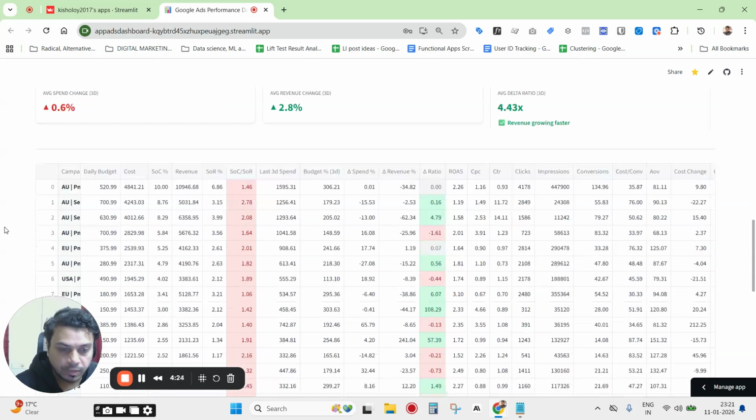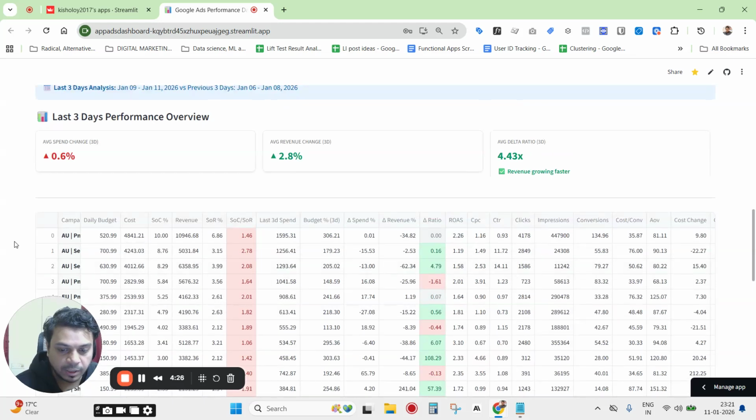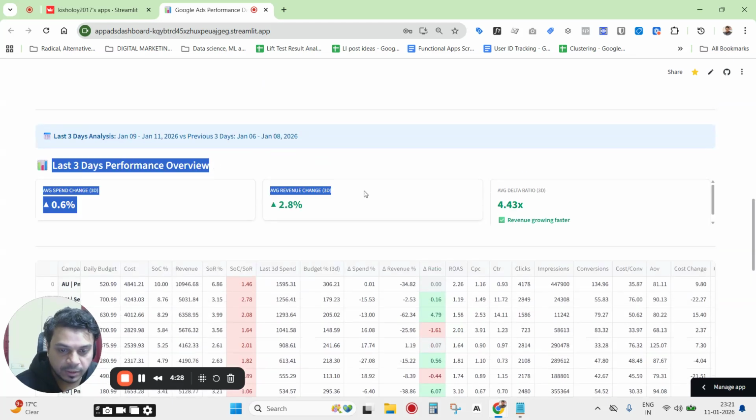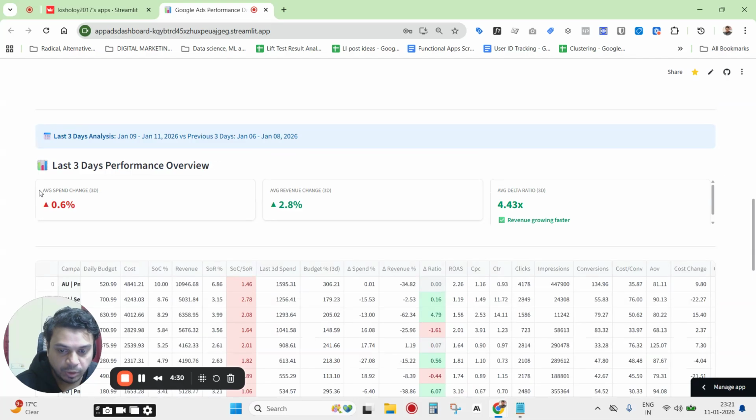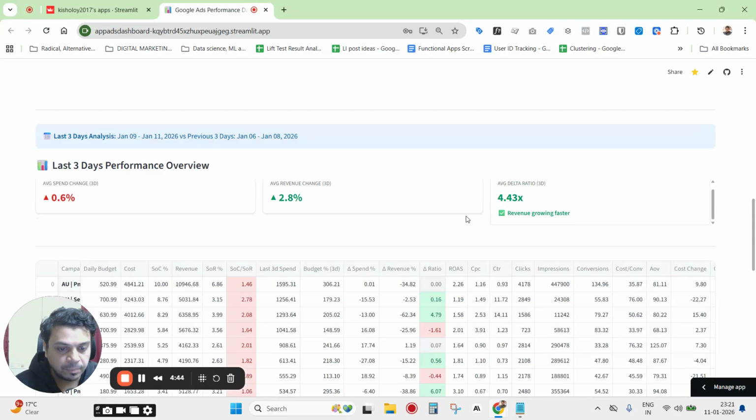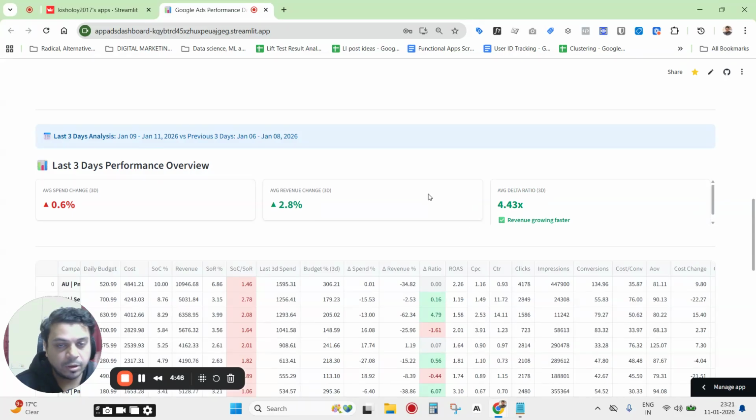So it's a kind of a hybrid table that you will see below, but before that you'll see that this is the last 3 days performance overview, where you actually see the average spend change in the last 3 days, and you also see the average revenue change in the last 3 days, and then a ratio of these two is actually been taken, and you'll see that the average delta, which is the ratio of the change in revenue with respect to the change in spend, this has to be positive.